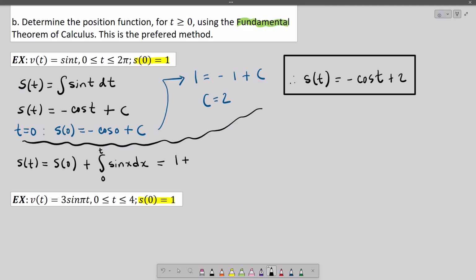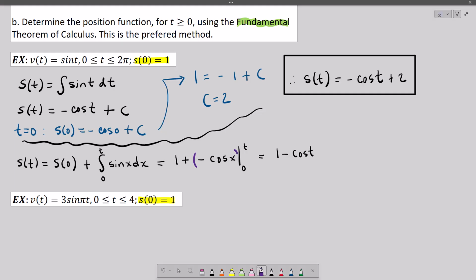The integral of sine is negative cosine, evaluated on the interval 0 to t. So we end up with 1 minus cosine of t. And here we have to be a little careful. The antiderivative is negative cosine of x. So if we plug in a t, we get negative cosine of t. This part is not part of the antiderivative. So this is the antiderivative right here.